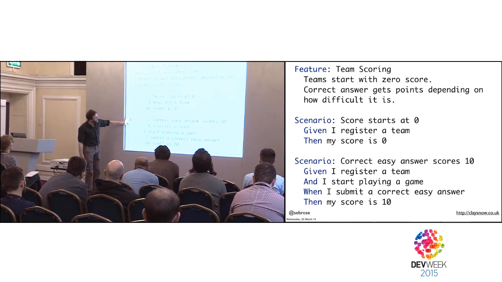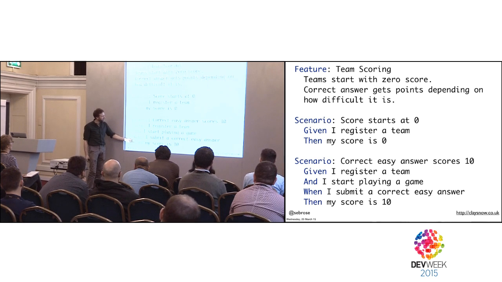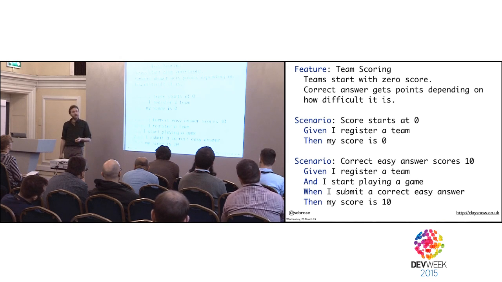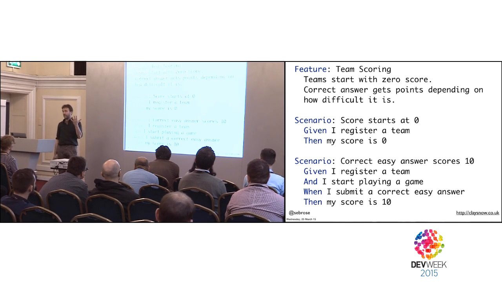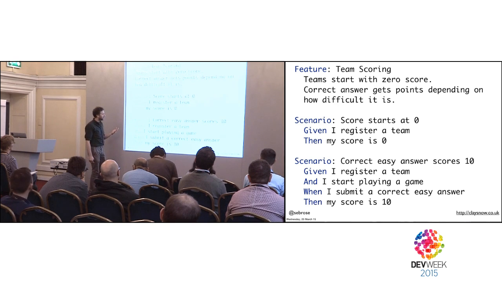There's a slightly more complex one underneath, scenario correct, easy answer scores 10. You'll notice that there's a conjunction. Actually, you'll notice there's a when as well. So clearly you can have given, when, then. And here we've got the word and as well. And you can also use the word but. So those are the 5 possible keywords. Given, when, then, and but.